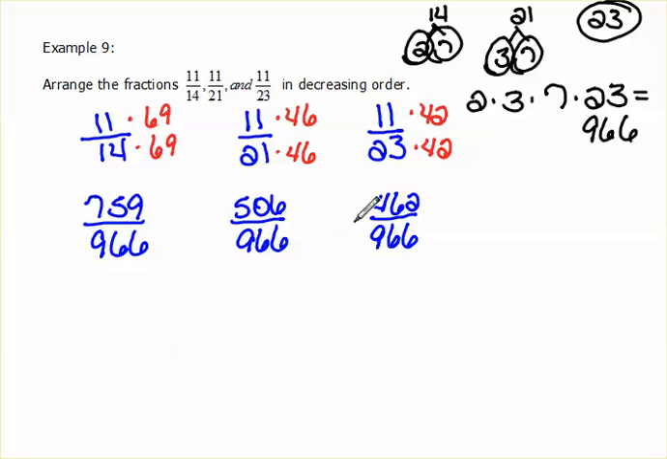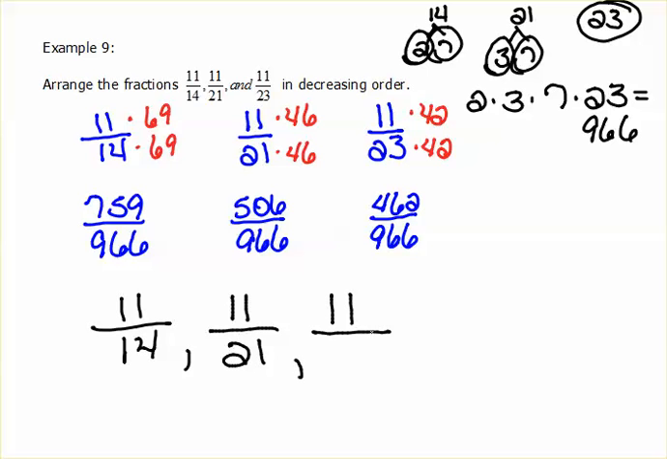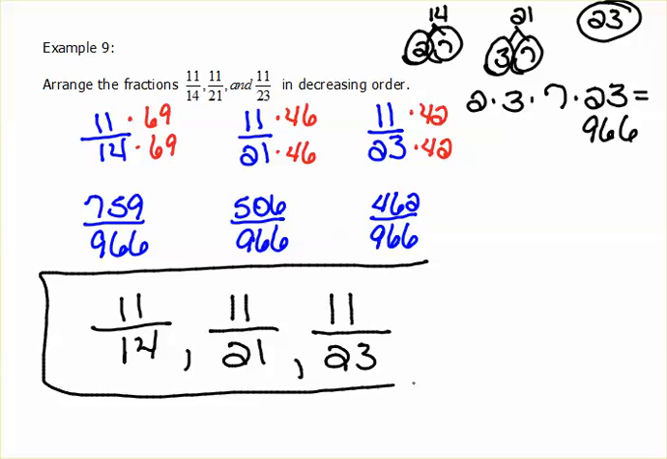Now that they are all over the same size pieces, we can look to see which one is the biggest, and then the next biggest, and then the smallest. And it just so happens that these are already in decreasing order, because the 759 is more than the 506, which is more than the 462. So to write these in decreasing order, we would say 11/14 is first, and then 11 over 21 is second, and then 11 over 23 is third. But we didn't know that until we could compare them evenly.